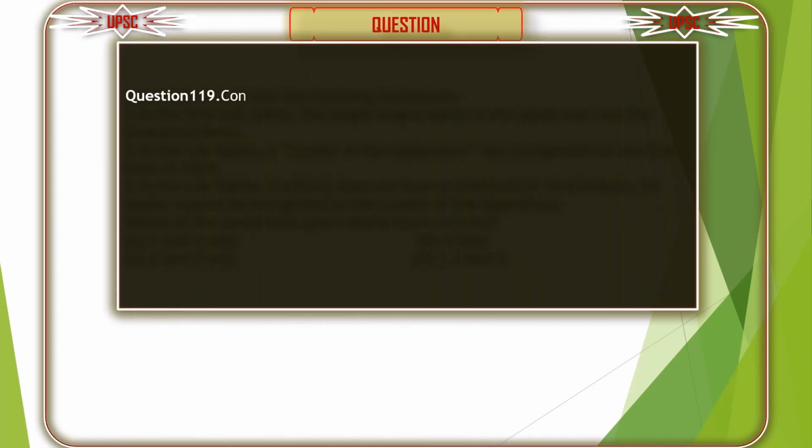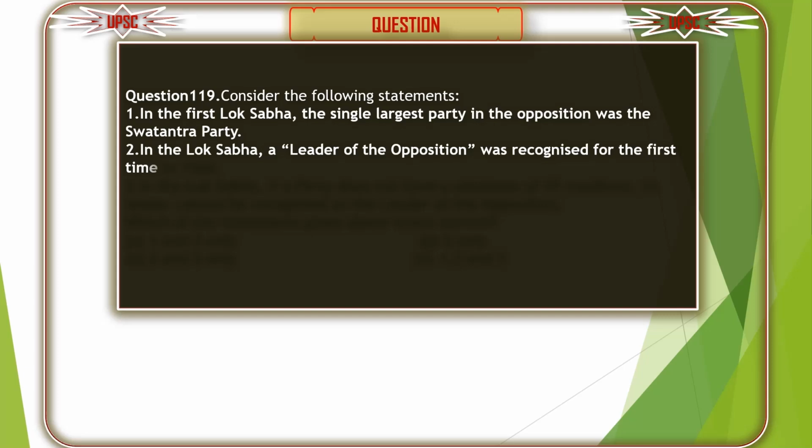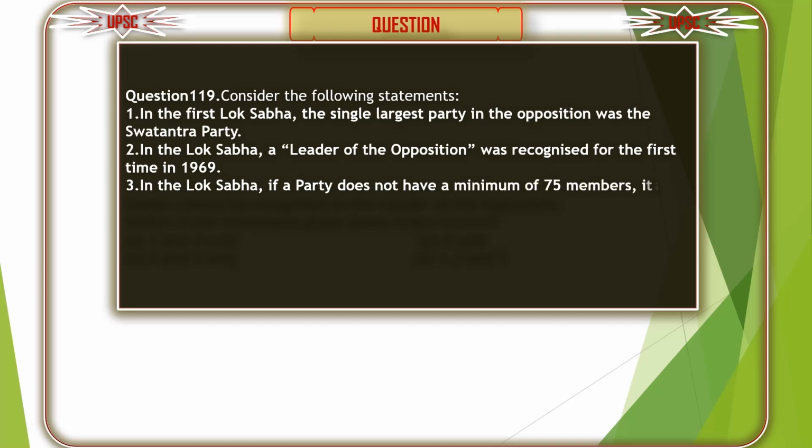Question 119. Consider the following statements. 1. In the first Lok Sabha, the single largest party in the opposition was the Swatantra Party. 2. In the Lok Sabha, a leader of the opposition was recognized for the first time in 1969. 3. In the Lok Sabha, if a party does not have a minimum of 75 members, its leader cannot be recognized as the leader of the opposition.